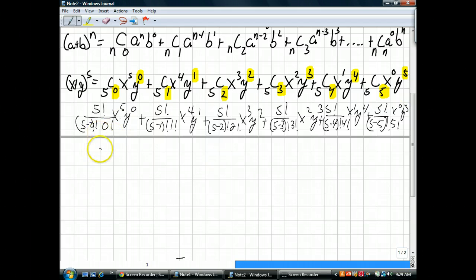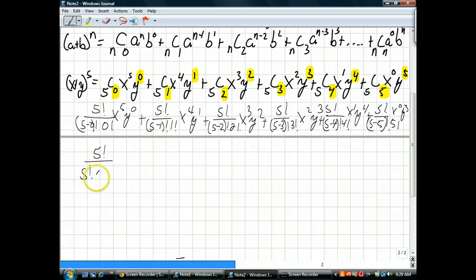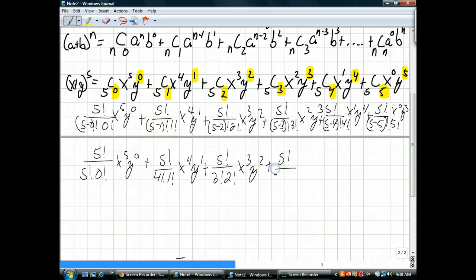So notice that this becomes 5 factorial over 5 factorial, 0 factorial, 5 factorial over 4 factorial, 1 factorial, 5 factorial over 3 factorial, 2 factorial, 5 factorial over 2 factorial, 3 factorial, plus 5 factorial over 1 factorial, 4 factorial, x to the 1, y to the 4th, plus 5 factorial over 0 factorial, 5 factorial, x to the 0, y to the 5th.